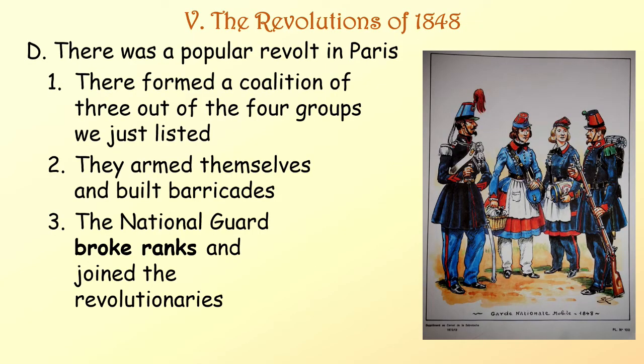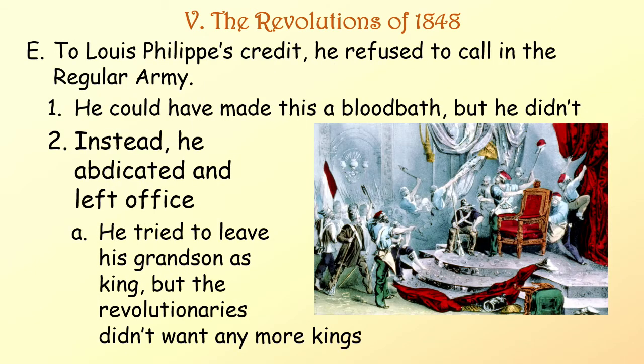There was a popular revolt in Paris. There formed a coalition of 3 out of the 4 groups that we just listed. They armed themselves, they built barricades in the streets to disrupt government intervention, and the National Guard even broke ranks and joined these revolutionaries. To Louis Philippe's credit, though, he refused to call in the regular army. He could have made this a bloodbath, but he chose not to.